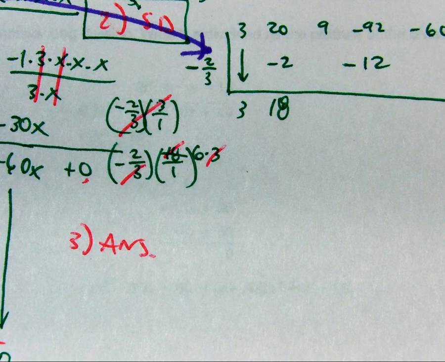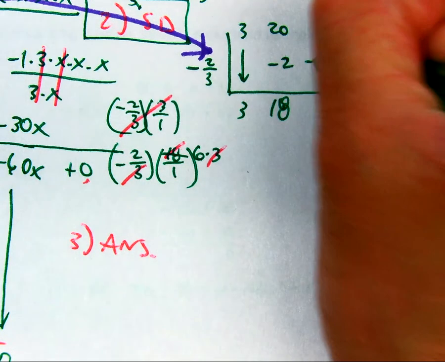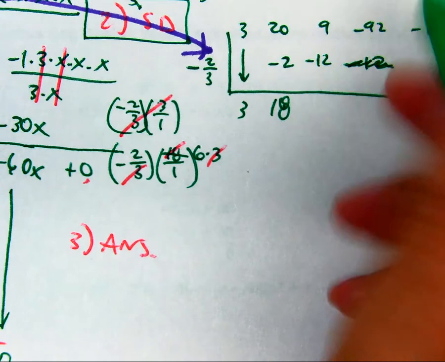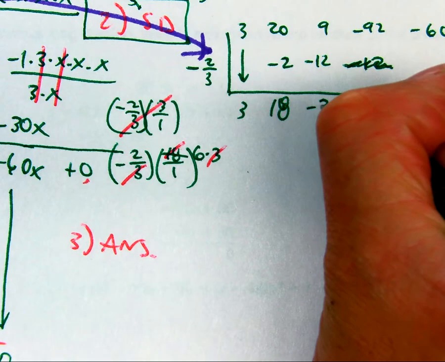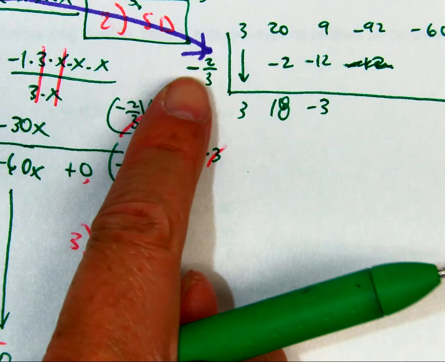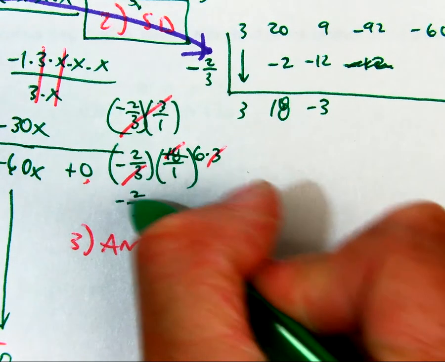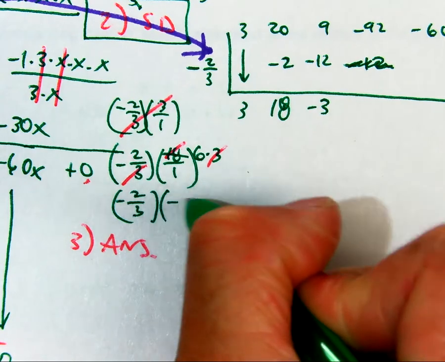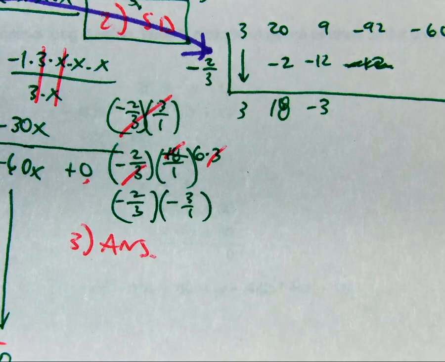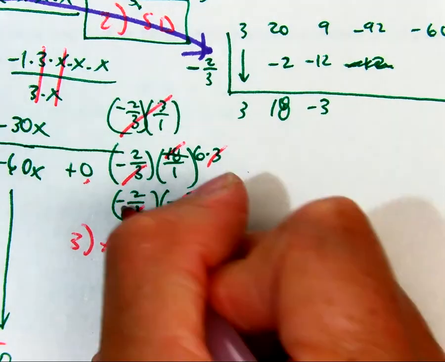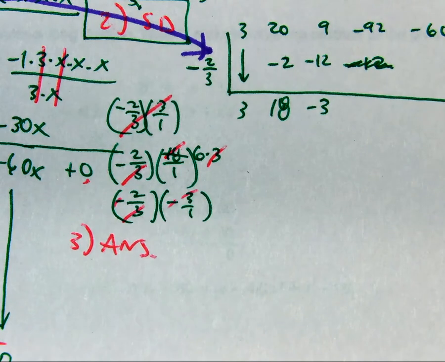Oh, yeah, it doesn't go there. Why did you put it there, Mr. Amy? And if you add those together, what do you get? Negative 3. So now I need to multiply negative 2/3 times negative 3. The 3's cancel. Negative times negative is a positive. You are correct. That is 2.